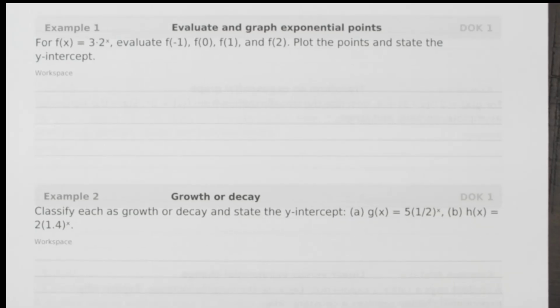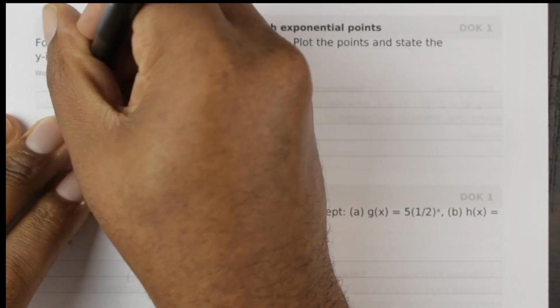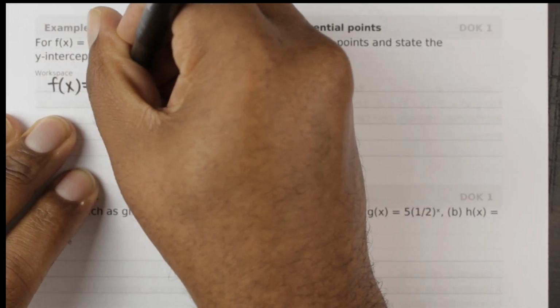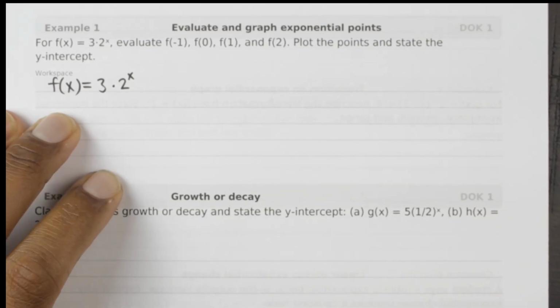First of all, for f of x equals 3 times 2 to the power of x, we want to evaluate the function at the points given, plot the points, and state the y-intercept. We evaluate by substituting for the x value in the function. We want to start with x equals -1. I'm just going to rewrite the equation. We have 3 times 2 to the x. That's the equation. We want to evaluate it for -1.